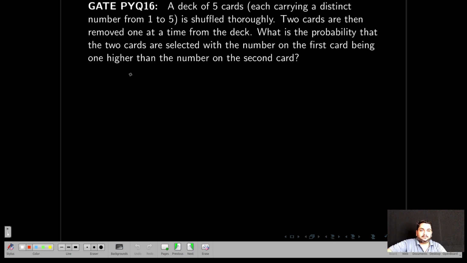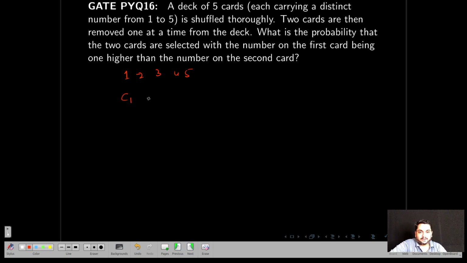Next, a deck of 5 cards carrying distinct numbers. So there are 5 cards with numbers 1, 2, 3, 4, 5. It is shuffled thoroughly. 2 cards are then removed one at a time from the deck. Okay. So 2 cards are removed one by one. What is the probability that the 2 cards are selected with the number on the first card being one higher than the number on the second card?